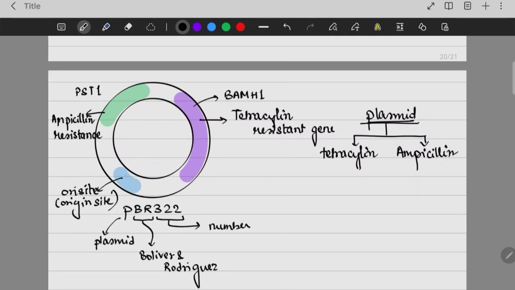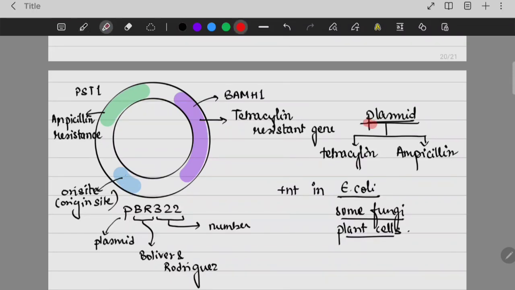Generally this plasmid is present in E. coli, and in eukaryotes, in some fungi and some plant cells. These are some examples. The important points here are the tetracycline and ampicillin resistance, and the specific name for this plasmid is PBR322.